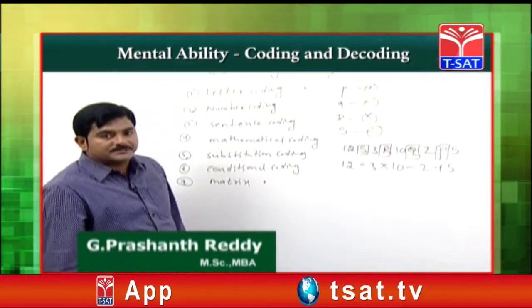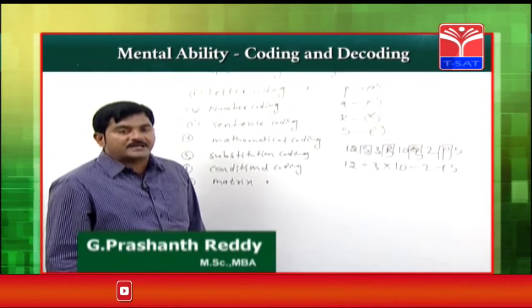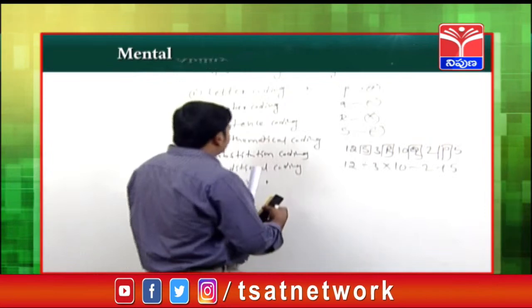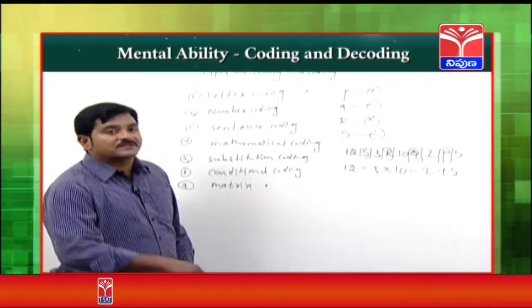Okay, so the next type is substitution coding. Next kind is substitution coding. That is the fifth type in coding decoding. The name itself is saying substitution coding. We have to substitute something for the real word.